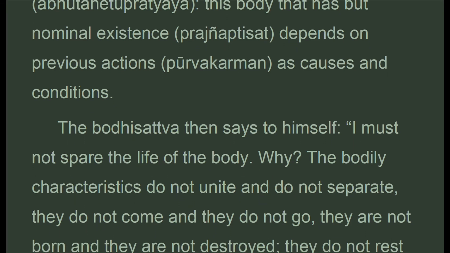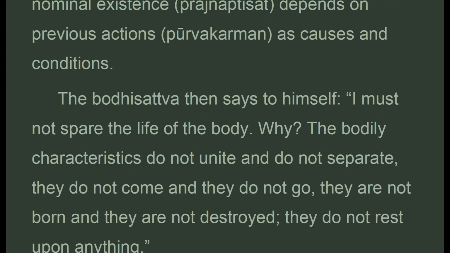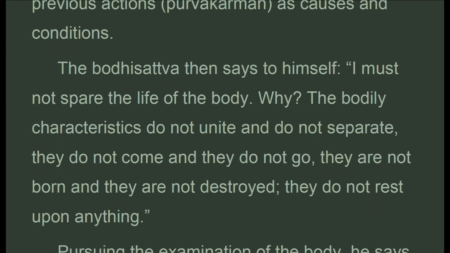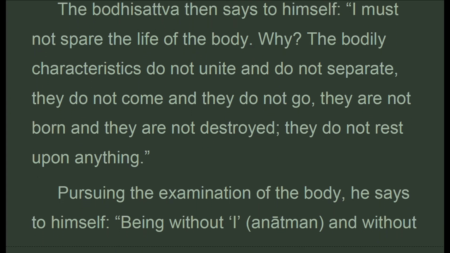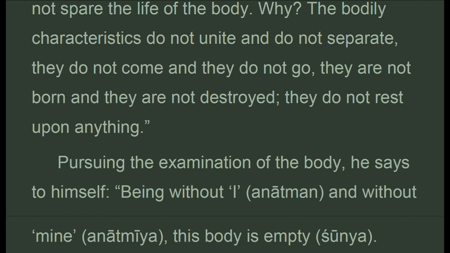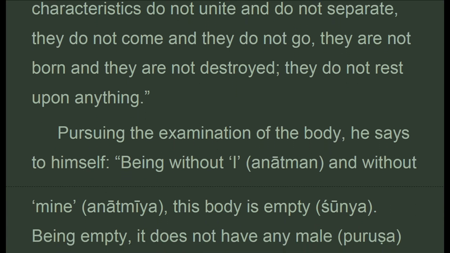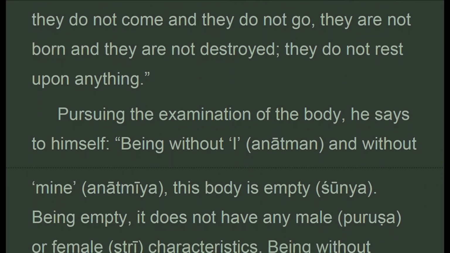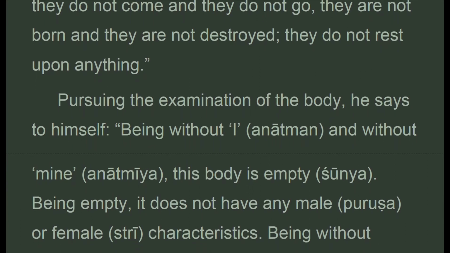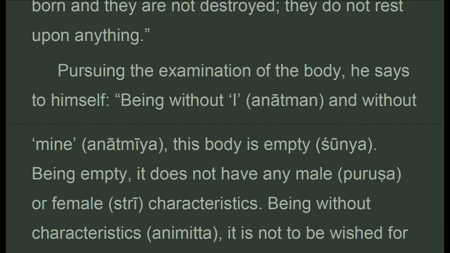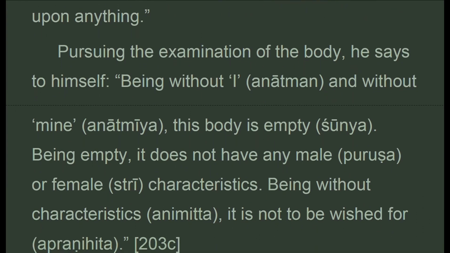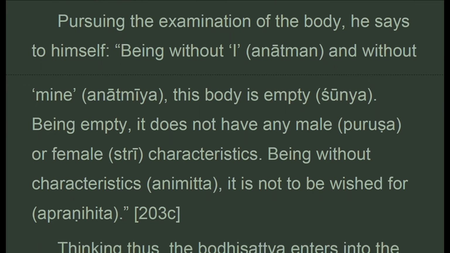The Bodhisattva then says to himself, I must not spare the life of the body. Why? The bodily characteristics do not unite and do not separate, they do not come and they do not go, they are not born and they are not destroyed, they do not rest upon anything. Pursuing the examination of the body, he says to himself, being without I and without mine, this body is empty.